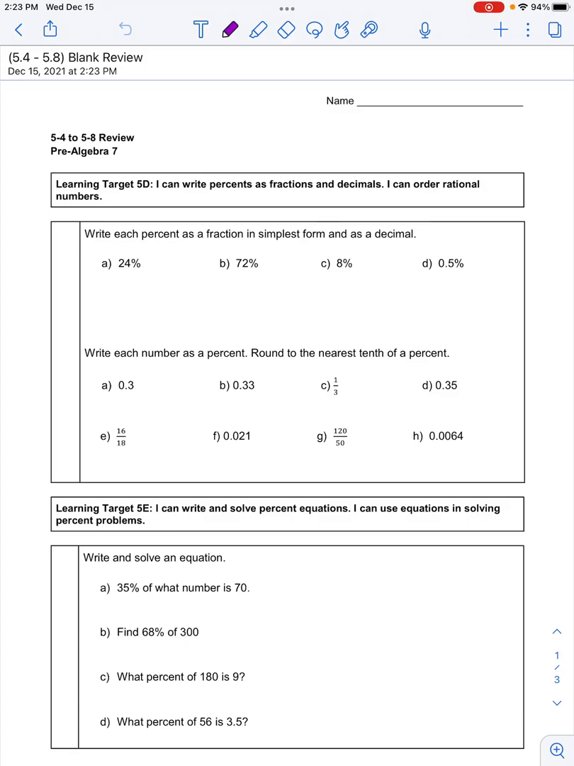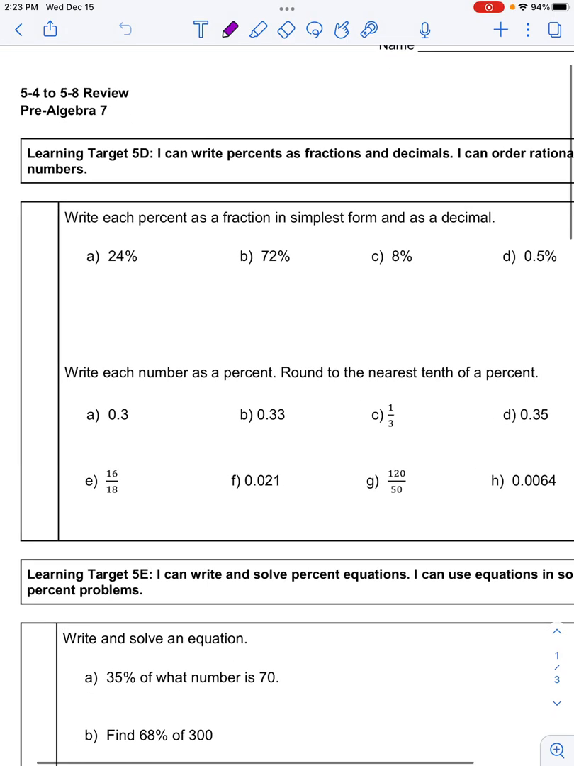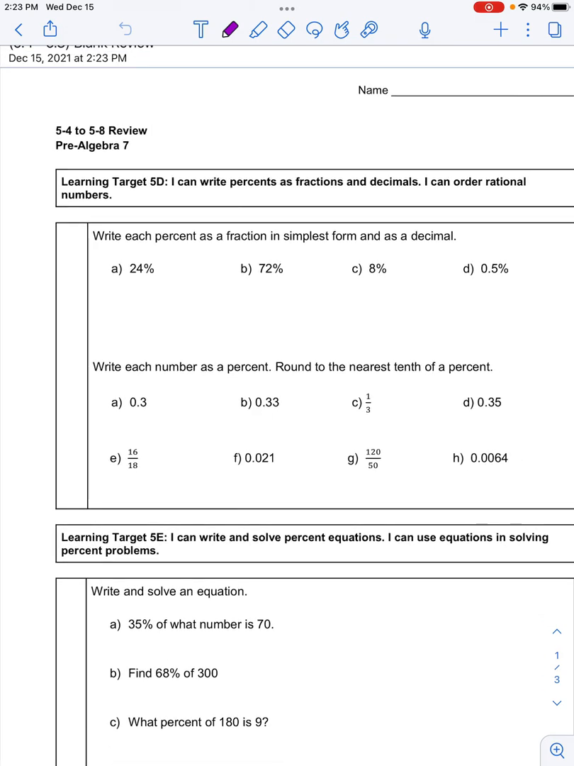All right, seventh graders, I'm going to run through a quick review here before you take your second quiz. Write each percent as a fraction. So 24%: percents are always out of 100. However, that's not in the most simple form. I bet I can simplify it to get 6 over 25.